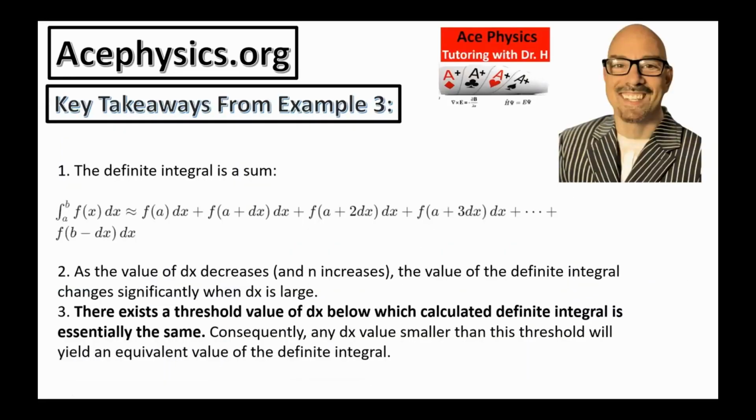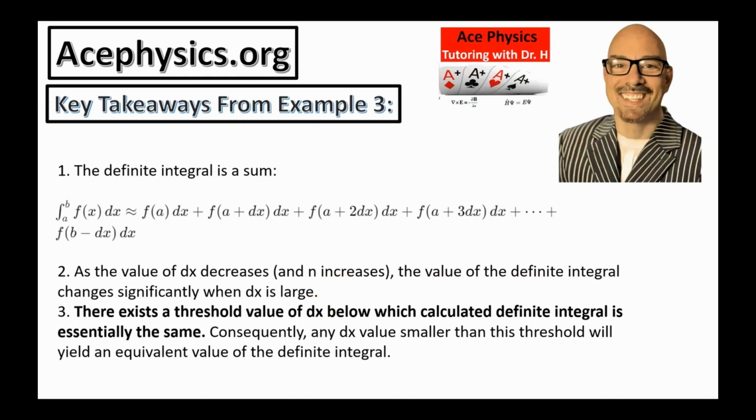Key takeaways from example 3. The definite integral is a sum. This is just an important formula from calculus that you simply should memorize. As the value of dx decreases and n increases, where n is the number of terms in the sum, the value of the definite integral changes significantly when dx is large.